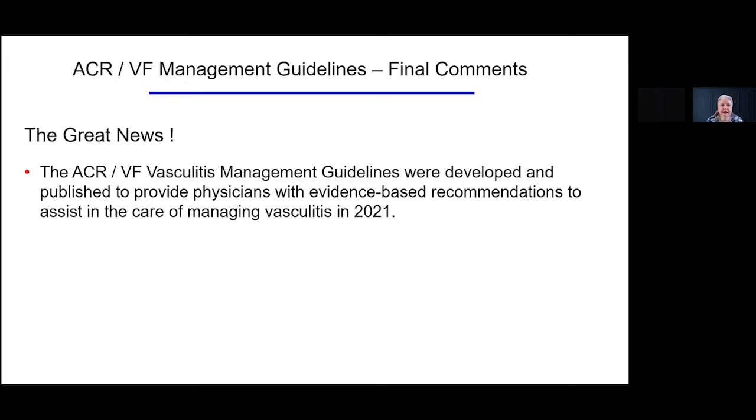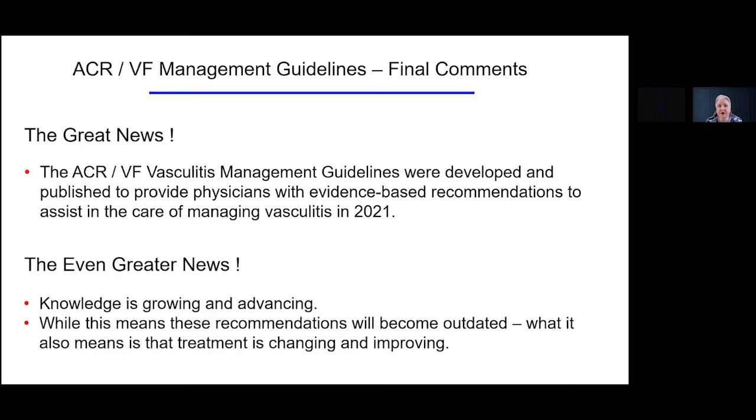So in concluding, I think the great news is that these guidelines have been developed. This was born out of the great enthusiasm of both the American College of Rheumatology and the Vasculitis Foundation to provide physicians with evidence-based recommendations to assist in the care of managing people with vasculitis in 2021. But I think the even greater news is that these are not static guidelines, and knowledge is growing and advancing all the time.